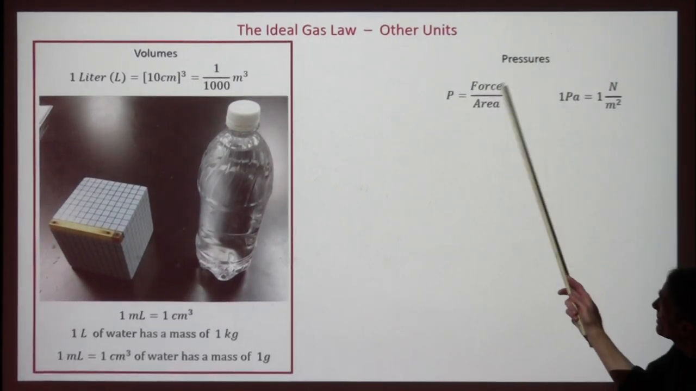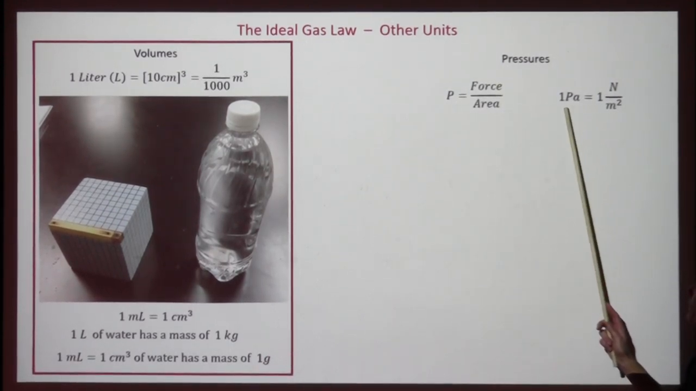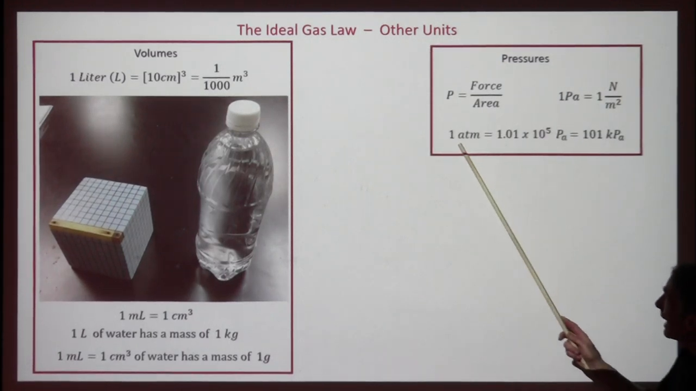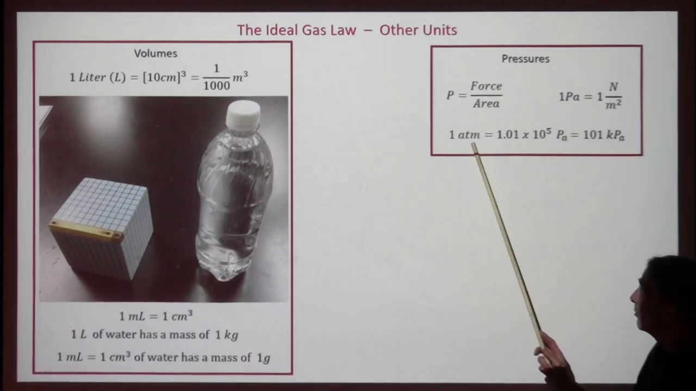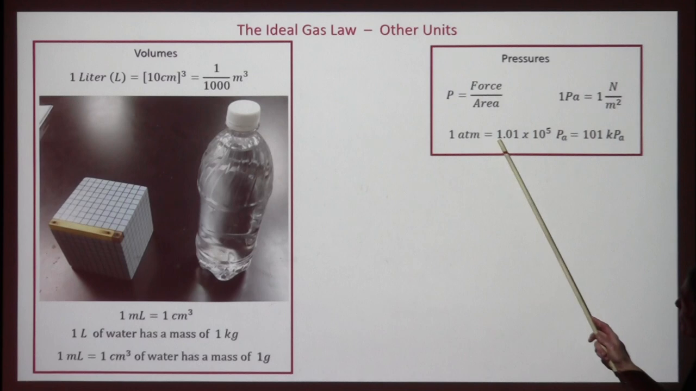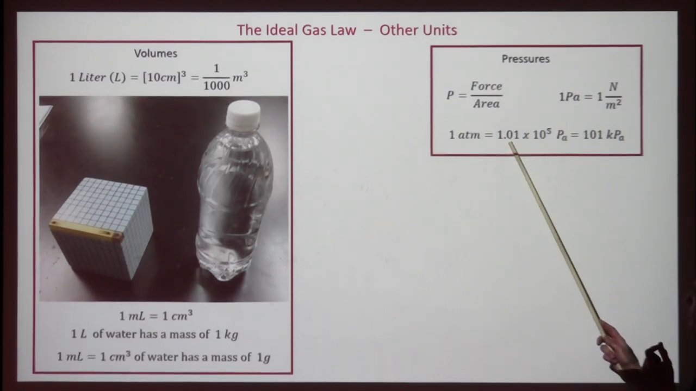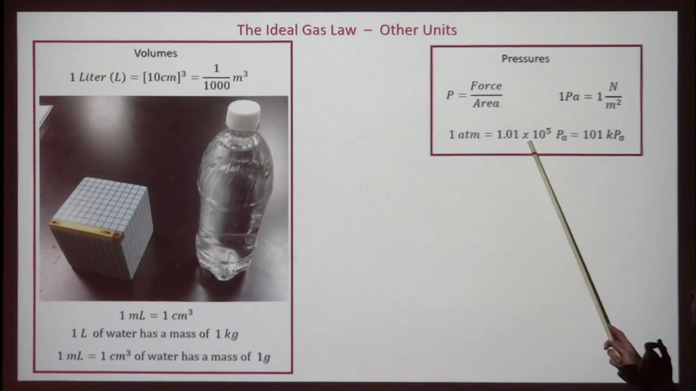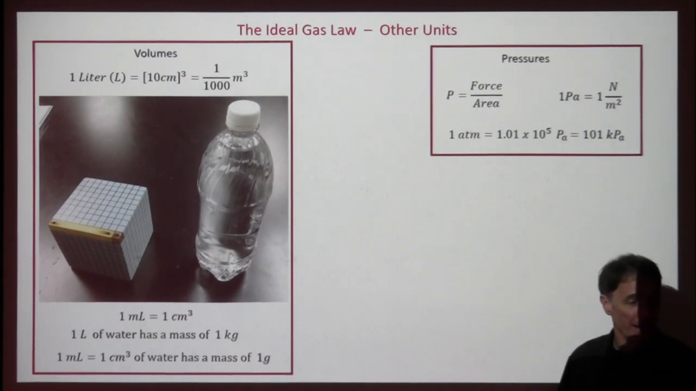Pressures, other units. Pressure is force over area. The SI unit is the Pascal, which we talked about. Another common one is the atmospheric pressure. This is usually used by chemists, in that most of the things they're doing take place at atmospheric pressure. This was also introduced to you at the end of Physics 121, so hopefully you remember this from back then, and there's less stuff you have to cram in your mind now.